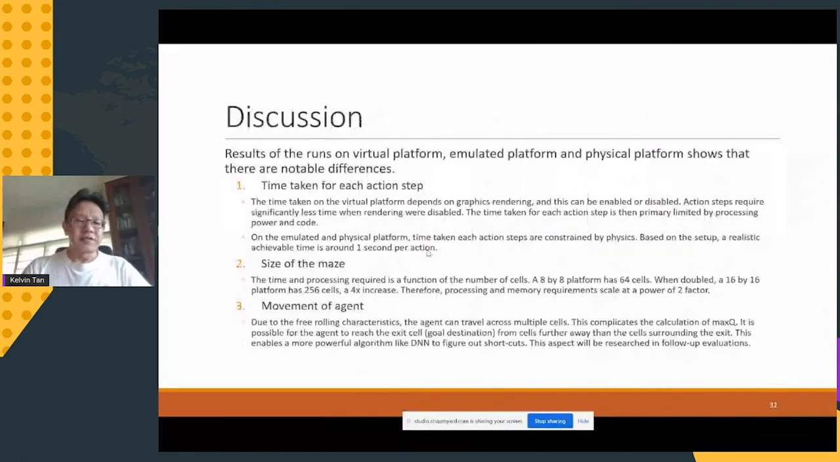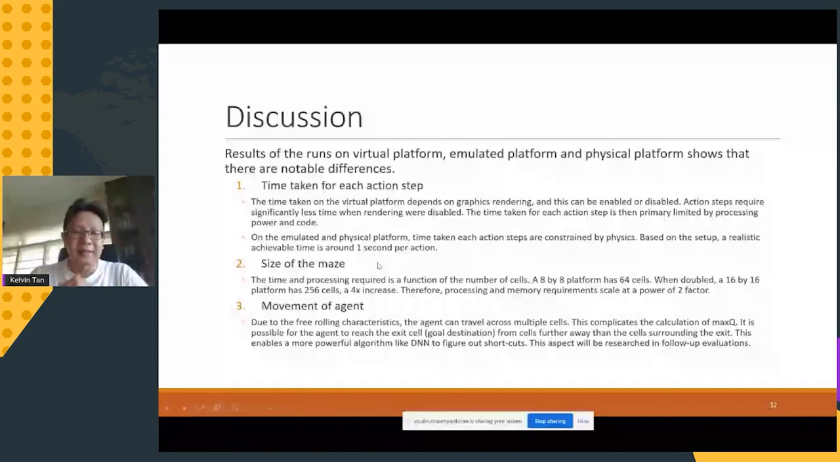So, discussion. The considerations between the virtual, emulated, and physical platforms. For the virtual platform, the speed is basically determined by the power of the CPU and GPU. If we disable the graphics rendering, then it can be even faster. But for the emulated platform, and certainly the physical platform, there's physics to be considered. The ball can't roll instantly, so it also depends on the tilt. The achievable time is about 1 second per action.